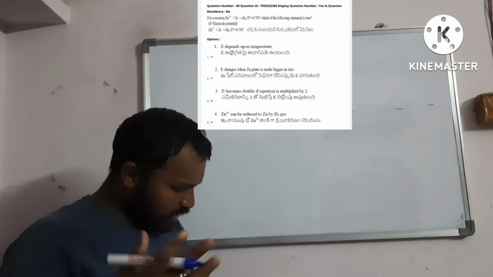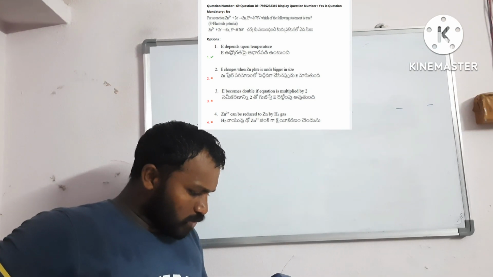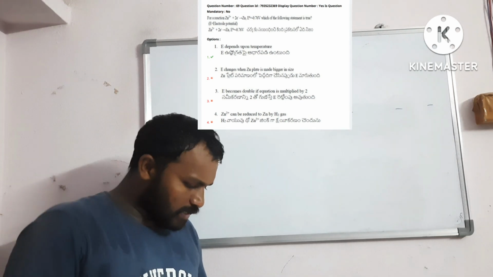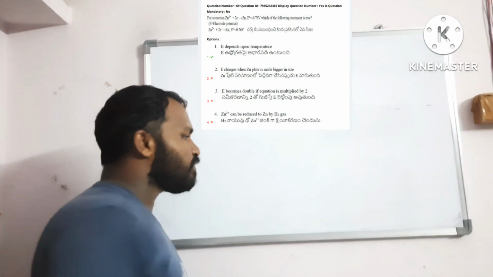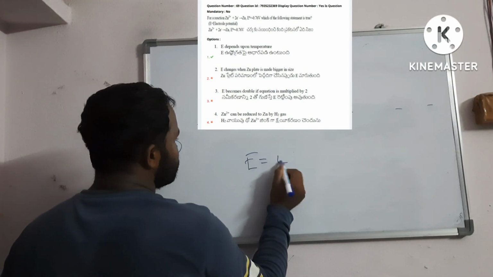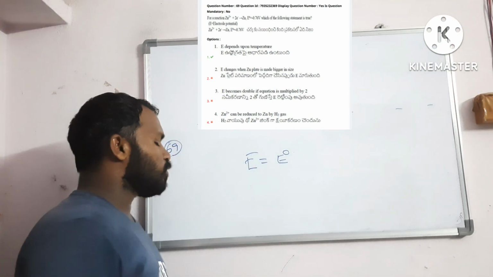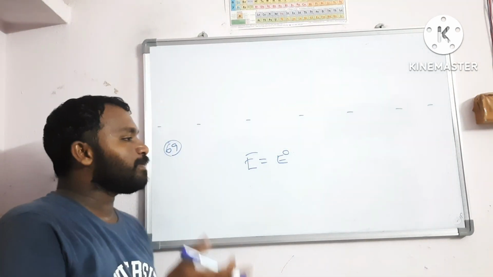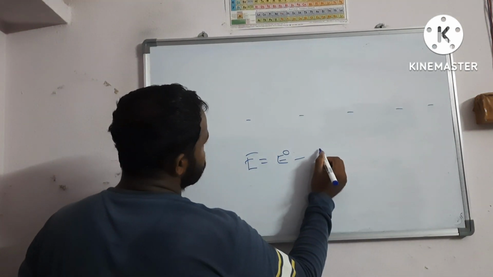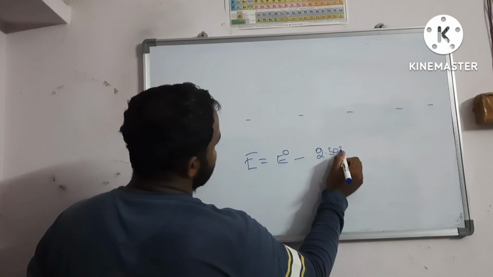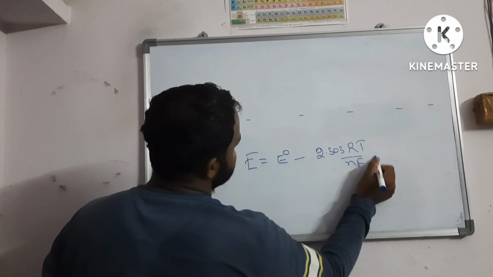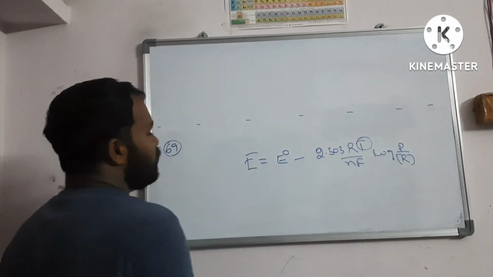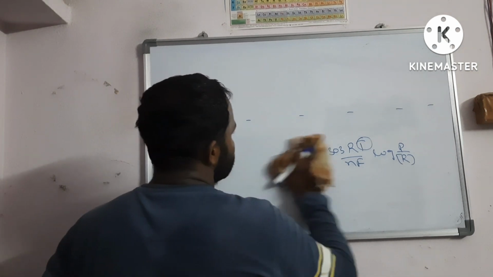This is from electrochemistry. For a reaction, zinc plus 2 electrons gives zinc, the E0 value is given. Which of the following statements is correct? The E depends upon temperature. From the Nernst equation we already know that E cell is equal to E0 cell minus 0.0591 by n into log of concentration of products by reactants. With temperature, E cell is equal to E0 cell minus 2.303 RT by nF log of concentration of products by reactants. So E depends upon the temperature only.